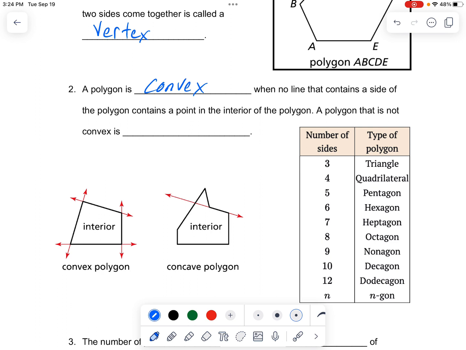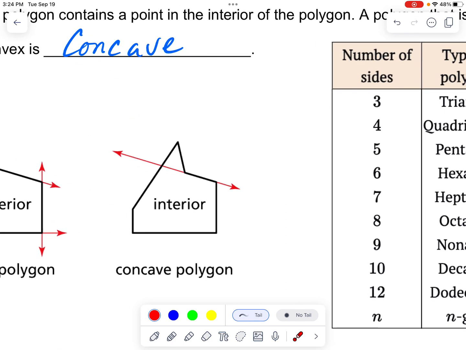If it is not convex, we call it concave. And here's our example of concave, where we can see this side of the polygon, if the line that contained that side is going to go through the shape. And this one actually will as well. I always think of concave as caved in, like if this were a shape that had a side there and somebody came and pushed that side in, that's concave.